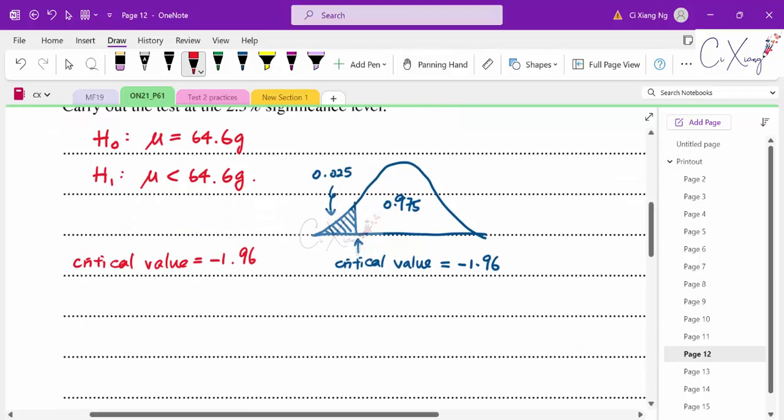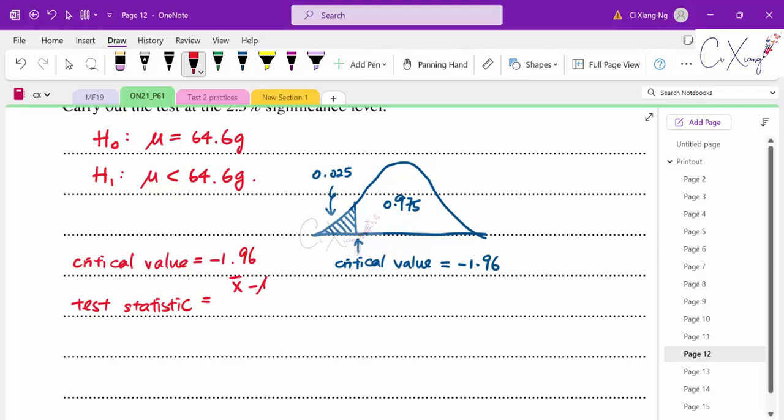Now I want to get my test statistic. How do we get the value of the test statistic? We use the formula: sample mean minus the population mean, divided by the standard deviation over square root of n. The sample mean is 63.5, minus the population mean 64.6, divided by the standard deviation given, 5.2, over square root of 100. You get the test statistic, which should be negative 2.12.